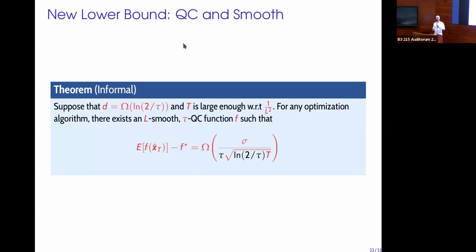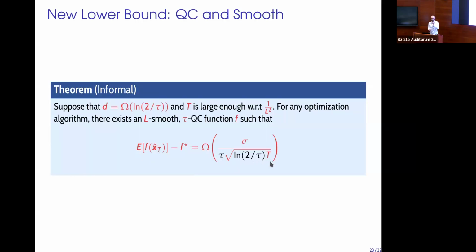We consider three different scenarios. We consider the case in which the function is quasar-convex and smooth. We need a technical assumption that the dimension of the space is large enough compared to the constant of the quasar-convexity, and also that T is large enough compared to the smoothness constant. Then for any optimization algorithm, I can always construct a function that is L-smooth and tau quasar-convex, such that the suboptimality gap will be at least of the order of sigma, where this is the variance of the noise, times tau divided by the square root of log 2 over tau, times the square root of T.